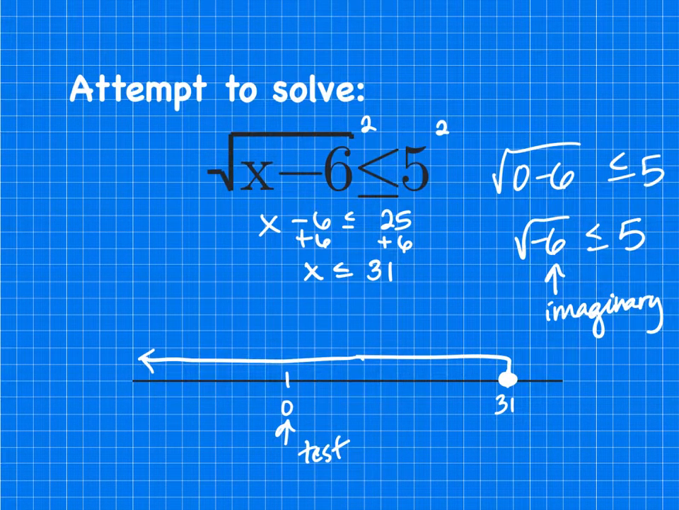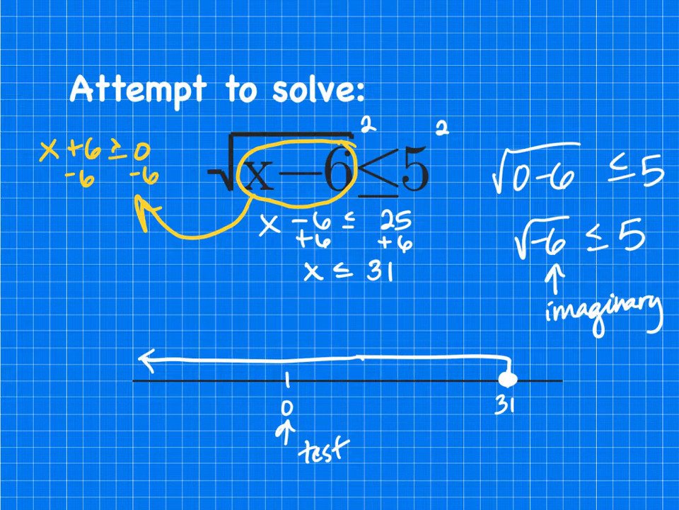So what I have to do before I can go through all this is to look at what is underneath my square root sign. So I have x minus 6, and I have to make sure that x minus 6 is greater than or equal to 0, because I cannot take the square root of a negative number. So I'm going to subtract 6.